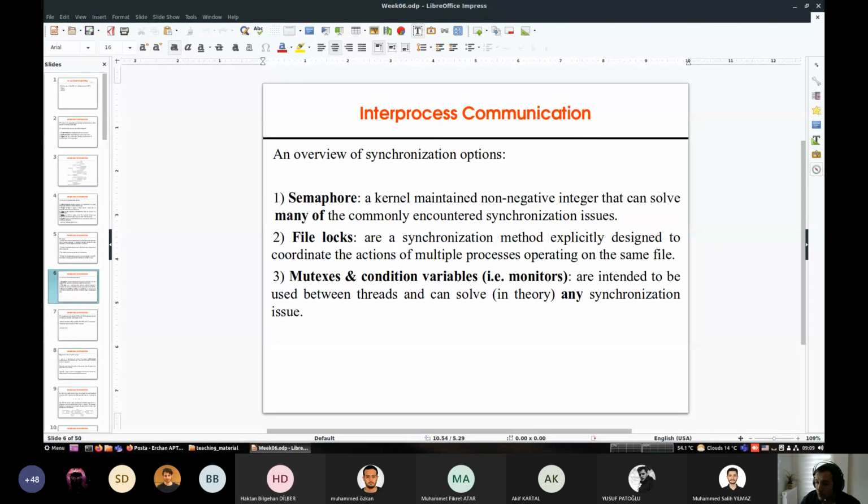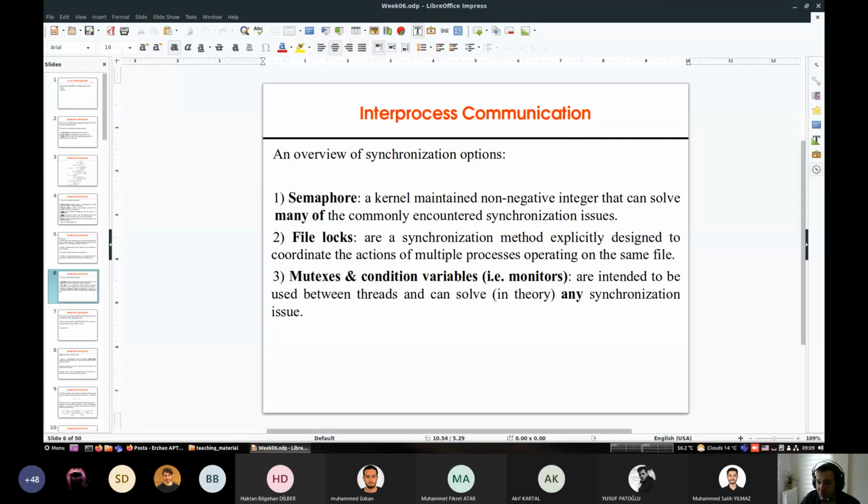File locks. Now, this is only a modest synchronization mechanism, yani mütevazi bir eş zamanlama mekanizması, a modest mechanism for synchronization that can be used in order to coordinate the actions of processes that operate on the same file. And that's all.